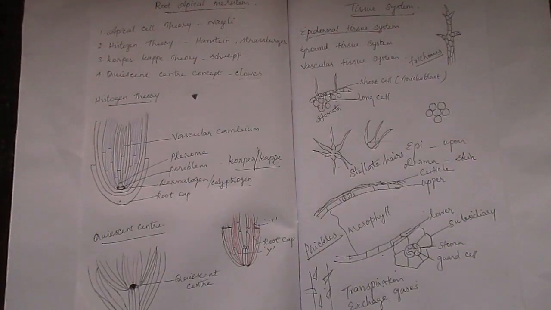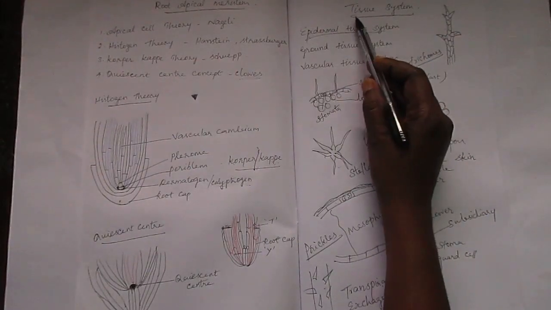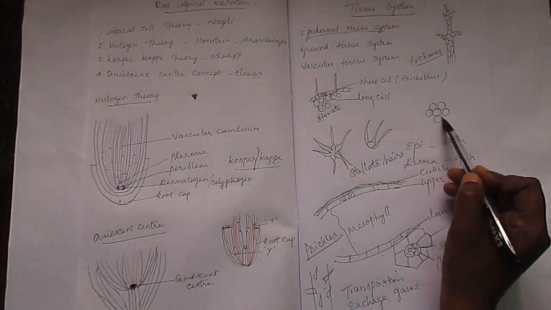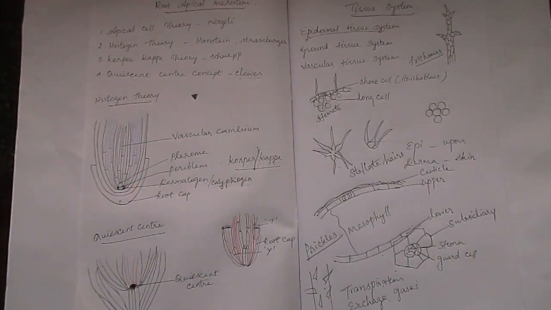Tissue systems. As you have learned, the plant cells are organized into tissues. In turn, the tissues are organized into organs. Different organs in a plant show differences in their internal structure. So first of all, you learn about what is tissue system. The definition of tissue system is a group of tissues performing a similar function, irrespective of its position in the plant body.